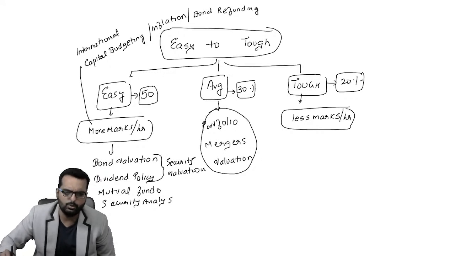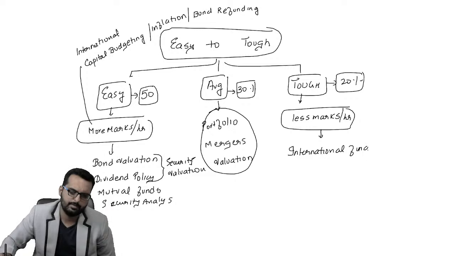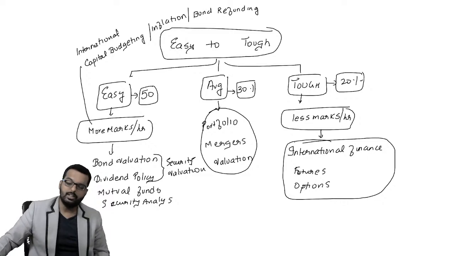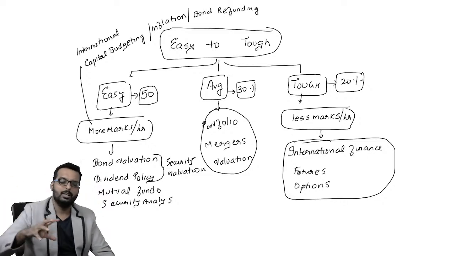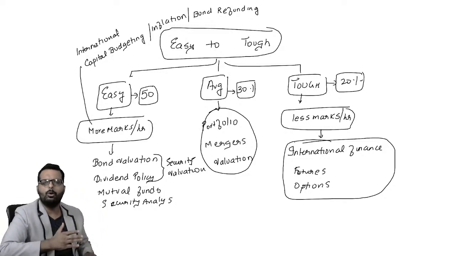All right. Then you go to the tough area, that is international finance and derivatives, that is forward and futures options. Friends, ideally, if you are my regular student, my book for these three is sufficient. Beyond this, to torture, if they put one question, that will be a very tough question and nobody will be able to attempt it. Or give more time now.